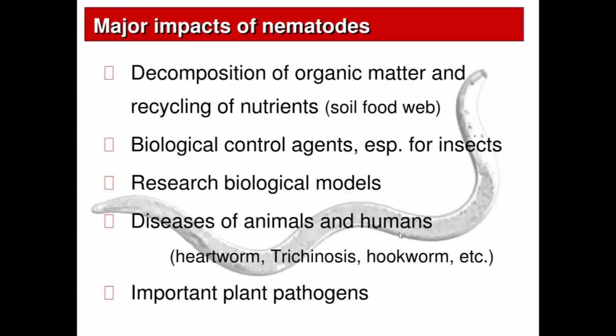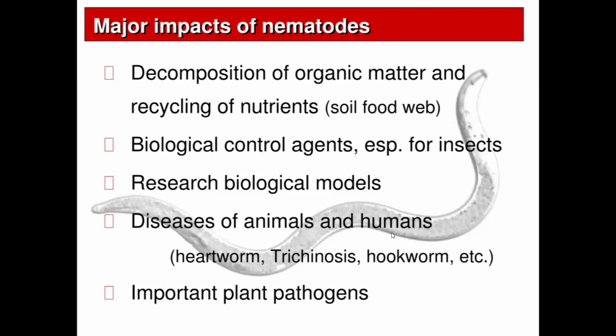So what are the major impacts of this nematode? As I earlier mentioned, they are involved in the decomposition of organic matter, and of course, the recycling of nutrients in the soil food web. They can also serve as biological agents, especially for insects. There is a group of these nematodes called the entomopathogenic nematodes. They feed on insect larvae. If they are able to feed on the insect larvae, that means the insect is not able to metamorphose into a full adult. That way you would have controlled it.